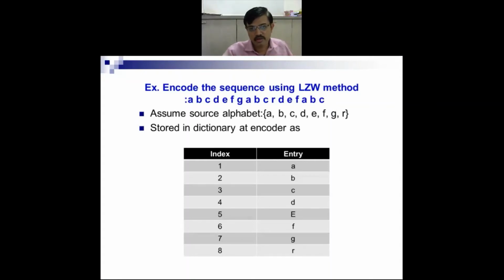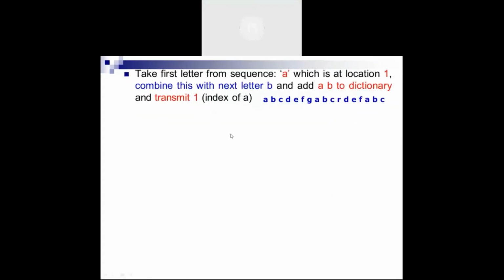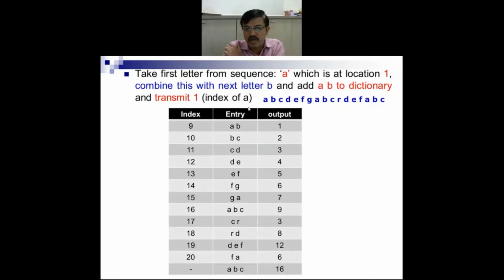Yes, sir. It's okay. Now, next, you have to take the first letter from the sequence. Now I'm focusing on my sequence. What is my sequence? The sequence is A, B, C, D, E, F, G, A, B, C, R, D, E, F, A, B, C. I have to take the first letter of the sequence, A, which is at location 1, and combine this with the next letter B, add AB to the dictionary and transmit 1, right? So now I will be focusing on this particular sequence. A is already present in my dictionary.